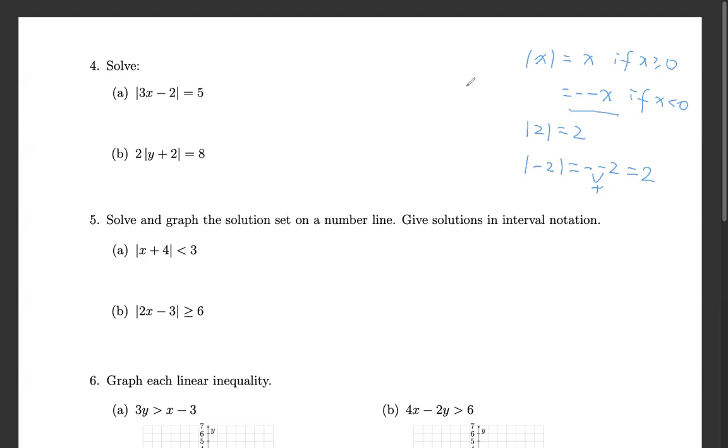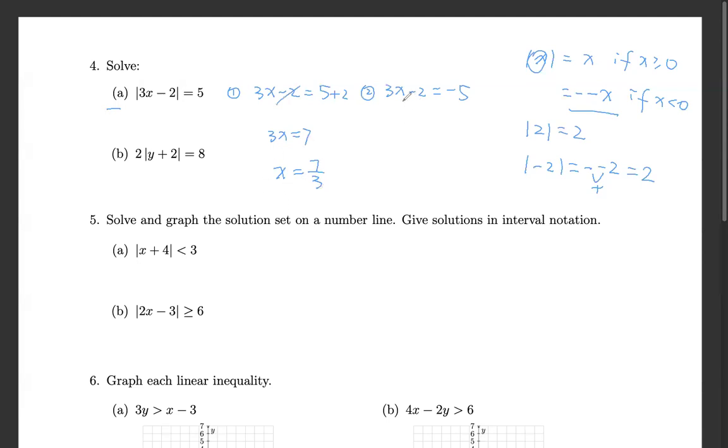So that means this value can be positive or can be negative. So for A, that means 3x minus 2 can be positive 5, or 3x minus 2 can be negative 5. So we have two cases to consider. First case is positive 5. Second case is negative 5. Then we just solve. We add 2 on both sides. So 3x equals 7, divided by 3, x equals 7 over 3. Right? First solution, x equals 7 over 3.